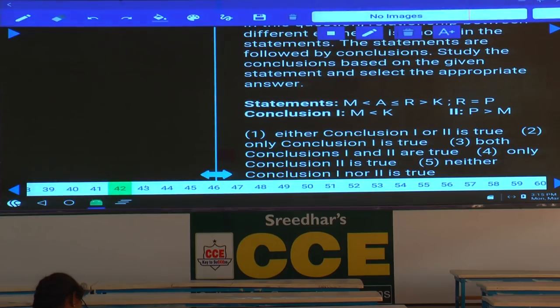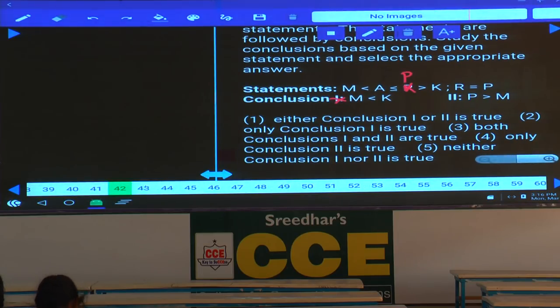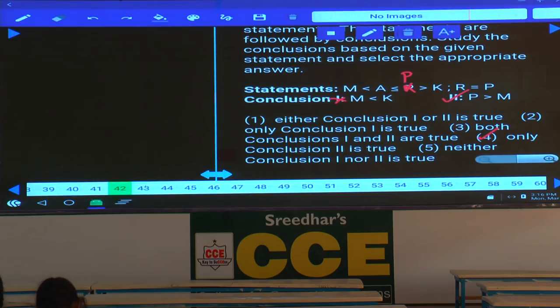Then 42. Now in this question number 42, the relation between M and K: one lesser than, one greater than, that is false. And the second one, P and M. Now in this P and M, tell me what is your answer here? Now P greater than M. M is here, R equals P. In the place of R, we can take it as P. M lesser than P, P greater than M. Hence only conclusion 2 follows. Only conclusion 2 follows, that is choice 4. Question number 42, choice 4.